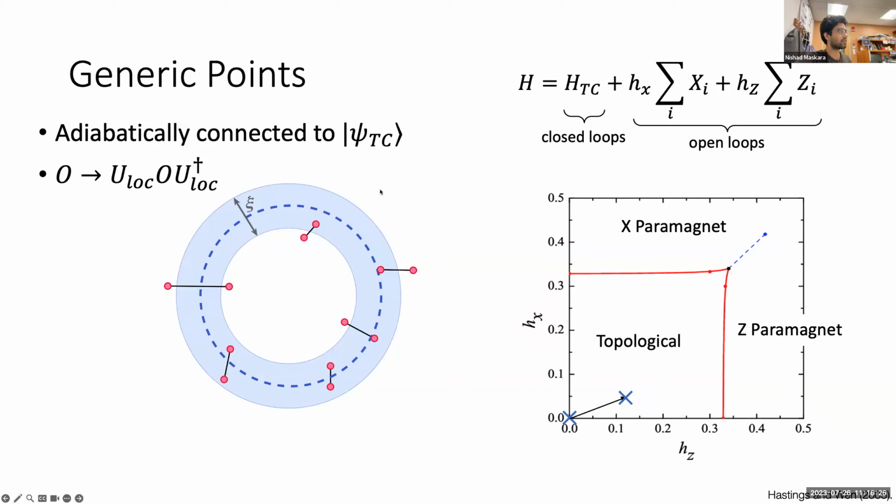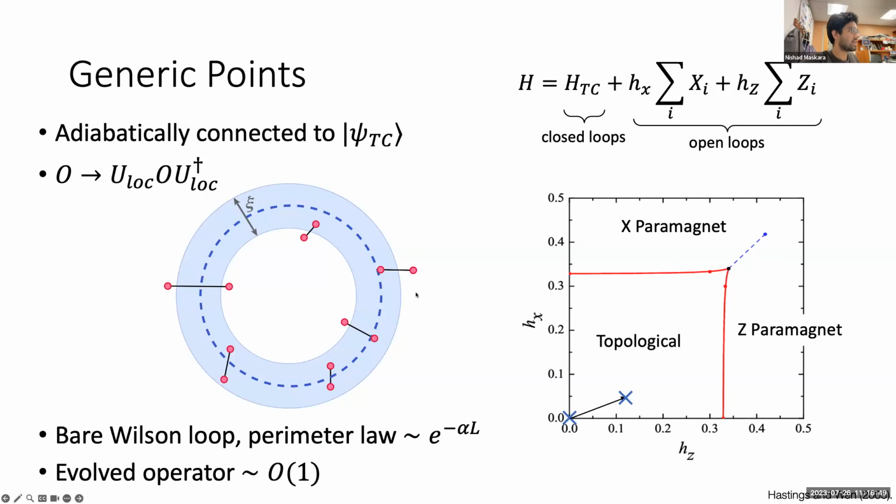Also related to the other question, if we apply small amounts of h_x and h_z, there are theorems that tell us these small perturbations adiabatically deform the ground state and introduce a finite density of short range open strings. As a result, if we were to measure the bare Wilson loop operator, which is a long Z string, then anytime it intersects with one of these short open strings of the opposite type, it's going to pick up a -1 sign because of the non-trivial mutual statistics between the E anyons and the M anyons.